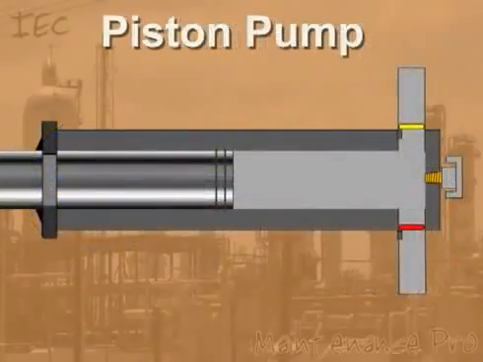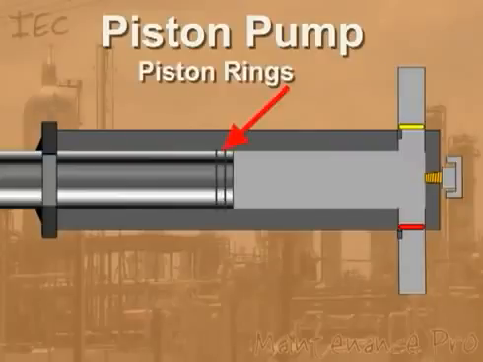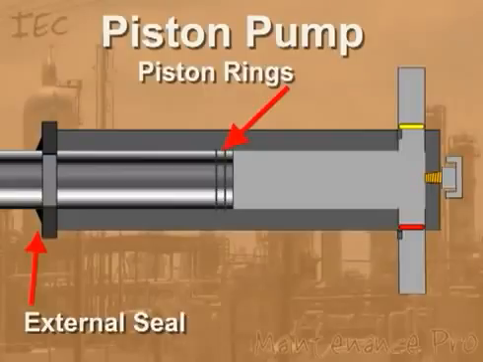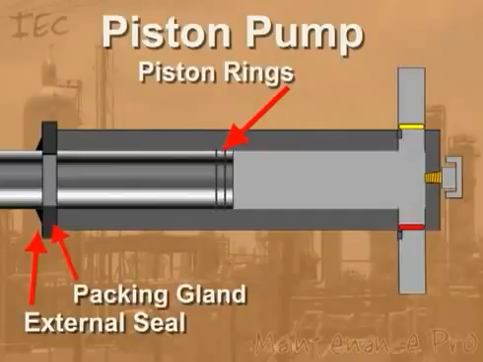Piston pumps are sealed both internally and externally. The piston rings create an internal seal with the piston and casing. An external seal and packing gland are used where the piston enters the casing.